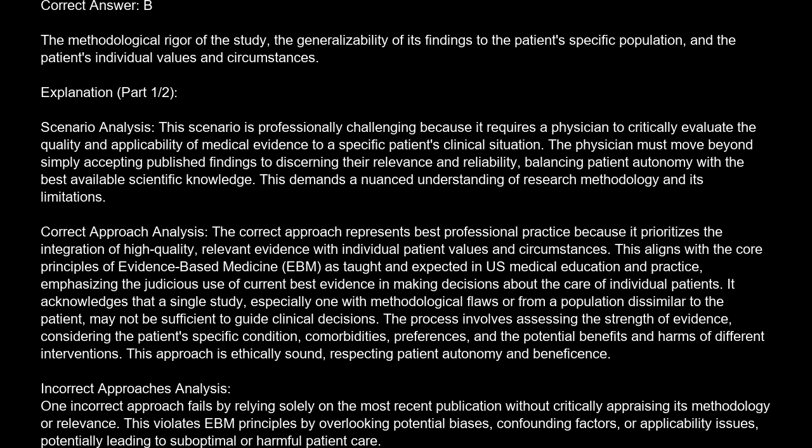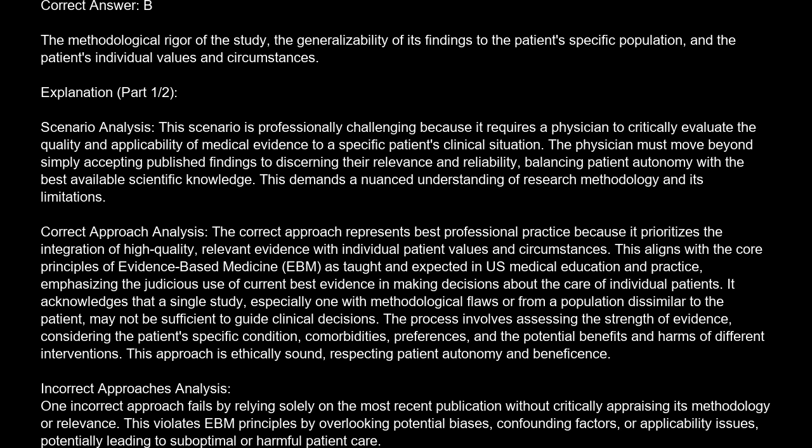The physician must move beyond simply accepting published findings to discerning their relevance and reliability, balancing patient autonomy with the best available scientific knowledge. This demands a nuanced understanding of research methodology and its limitations. Correct approach analysis. The correct approach represents best professional practice because it prioritizes the integration of high-quality, relevant evidence with individual patient values and circumstances.